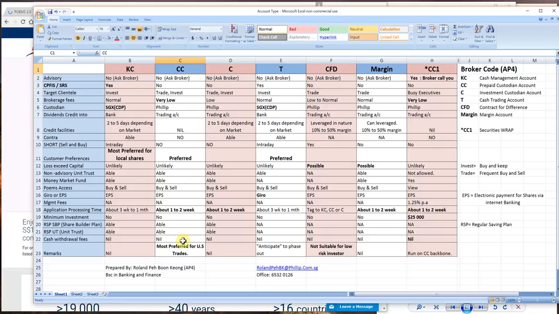There are a lot of similarities between this cash prepaid account, or prepaid custodian, whichever way, and the other. This is a custodian account, very similar. The only difference is that for the cash prepaid account, there are no credit facilities. You need to have your money inside before you can buy any shares.